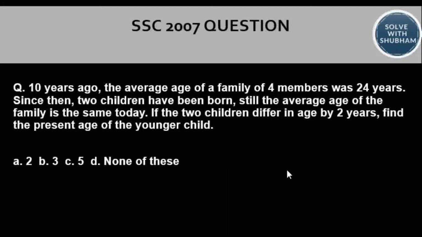What are you looking at? You are looking at the present age of the younger child. So, the younger child is nothing but 3 years of age. Simple question, but then you need to understand how to utilize the concept of average and then find the total sum and get the answer.